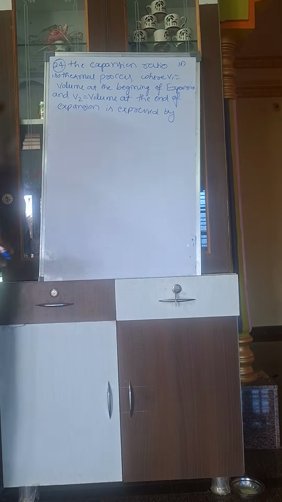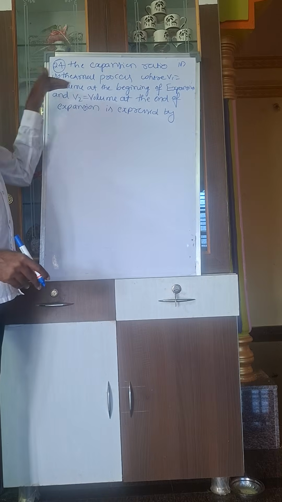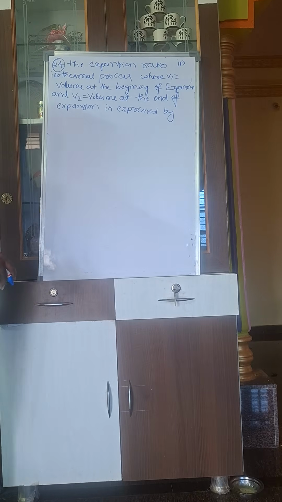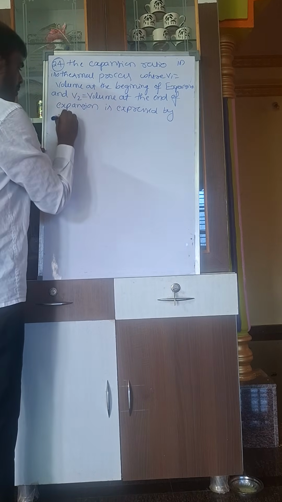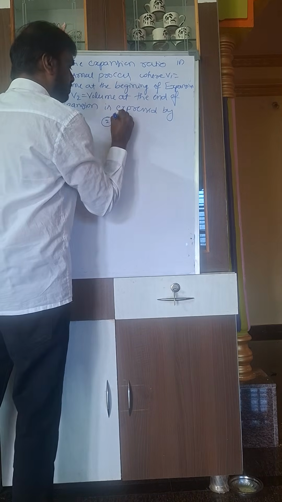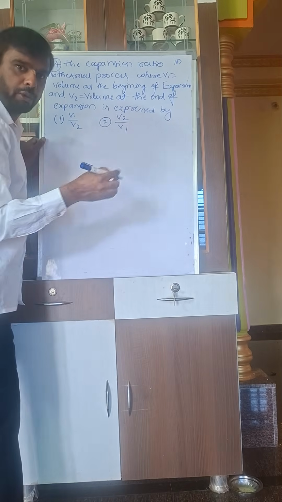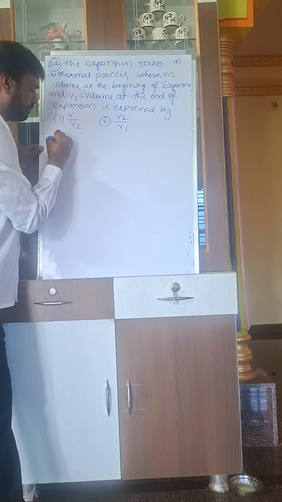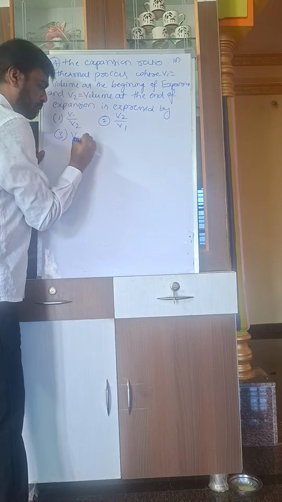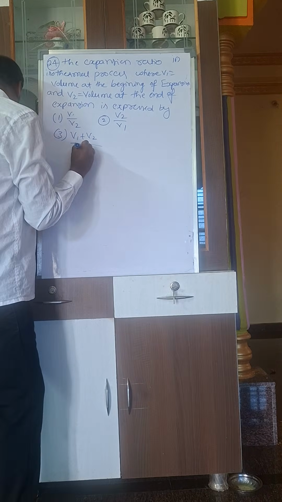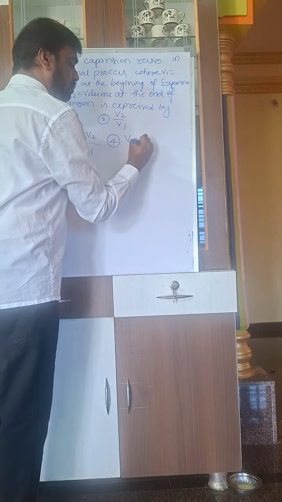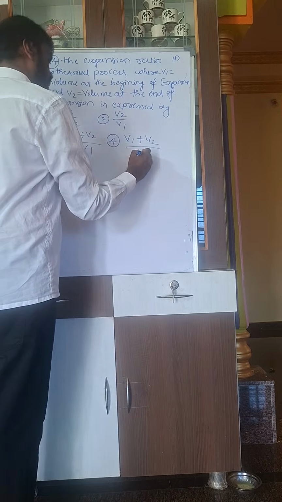See the question: the expansion ratio in isothermal process, where V1 is equal to the volume at the beginning of expansion, V2 is the volume at the end of the expansion. The options: first, V1 by V2; second, V2 by V1; third, (V1 plus V2) by V1; and fourth, (V1 plus V2) by V2.